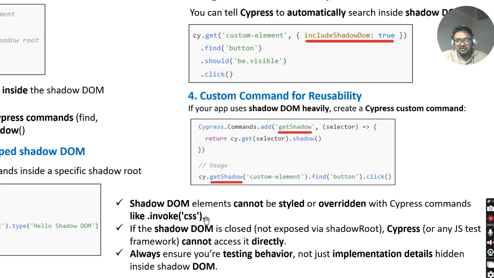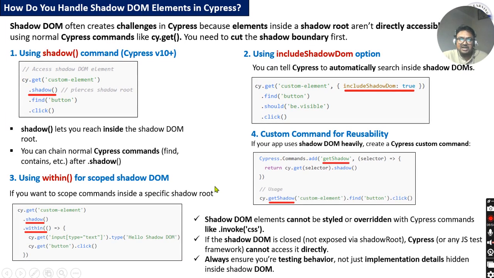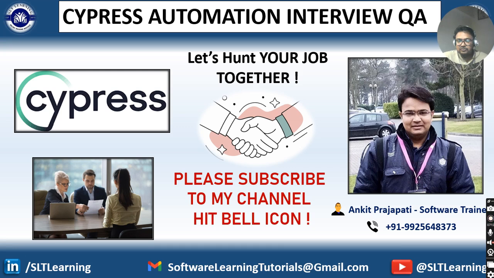Okay, so these are a couple of things you should always make sure of while answering this question: how do you handle the shadow DOM element in Cypress? And this will definitely give you good confidence. And always remember this shadow command and how it's going to work. You need to break the boundary first, then you go inside and perform your action, and that's all you need to do. Okay, so I think this is more than enough for you to answer this question.